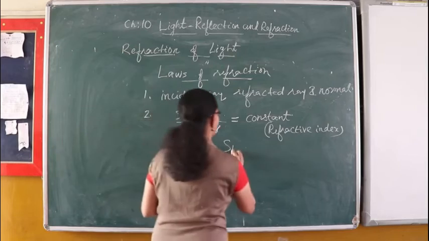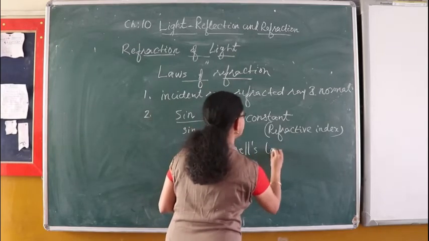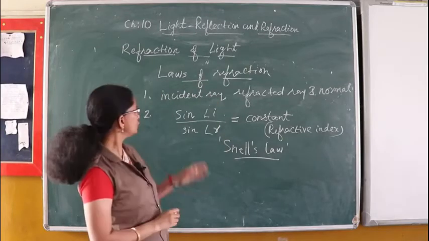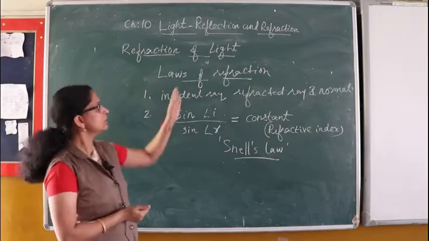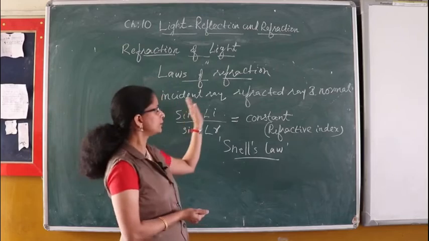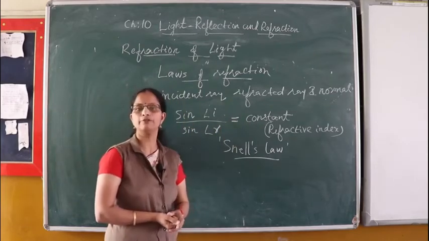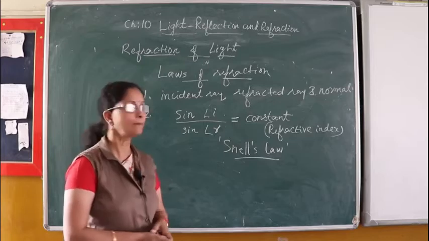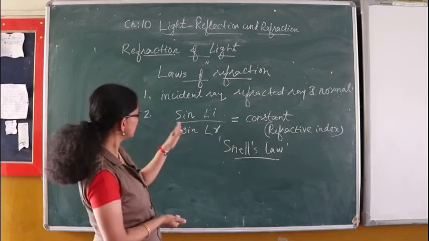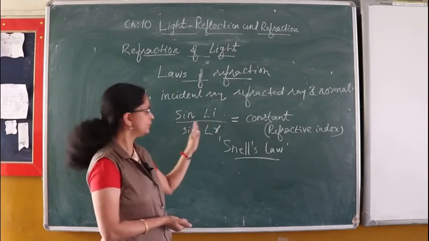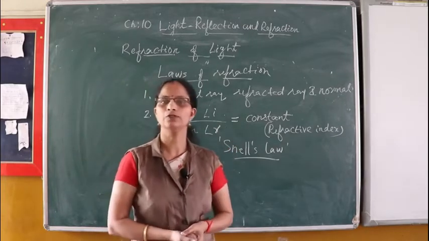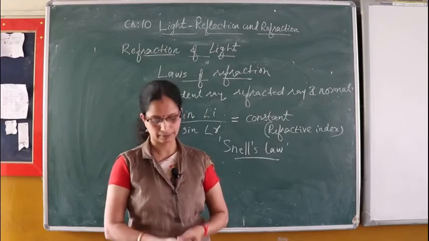This law is known as Snell's law of refraction. So these two are known as the laws of refraction. The first law says that the incident ray, refracted ray and the normal to the refracting surface lie in the same plane, and the second law, also known as Snell's law, says that the ratio of sine of angle I to sine of angle R is a constant, and this constant is known as the refractive index.